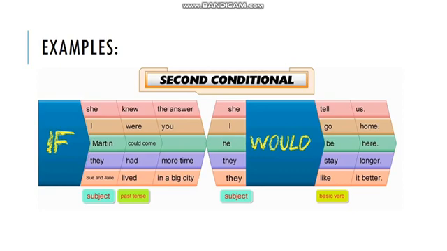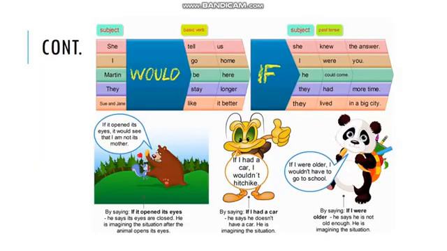Let's look at the columns. She, I, Martin, they, Sue and Jane are all subjects. Knew, were, could come, had lived are in the past tense. And the next column: she, I, he, they are all subjects. Tell, go, be, say, like are just basic verbs, verb 1.